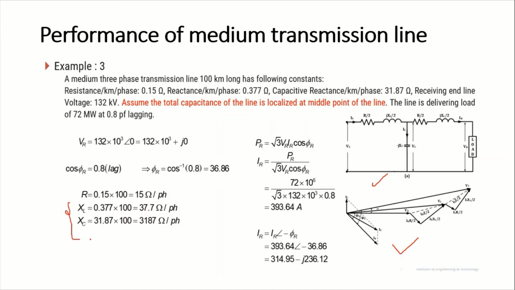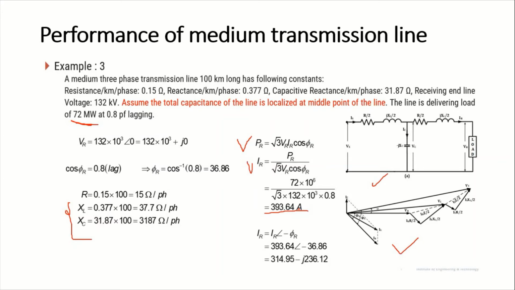Same for the XL and XC. Now also given that the receiving end power PR is equal to 72 megawatt. So from this equation PR is given, VR we know is 132 kV, and cos phi R is also known, 0.8. From this equation we can find the value of IR by using PR upon root 3 VR cos phi R, and we get 393.64 ampere. By using a calculator we can get this value.